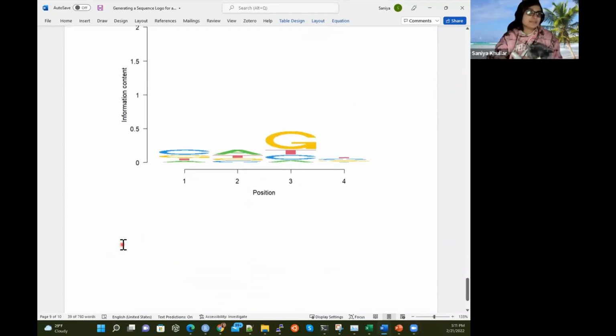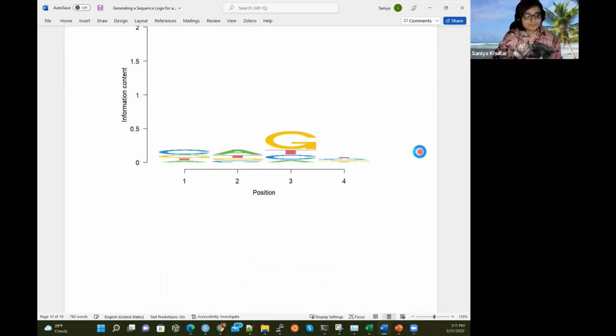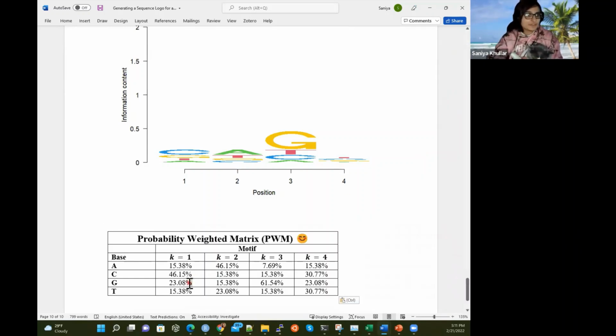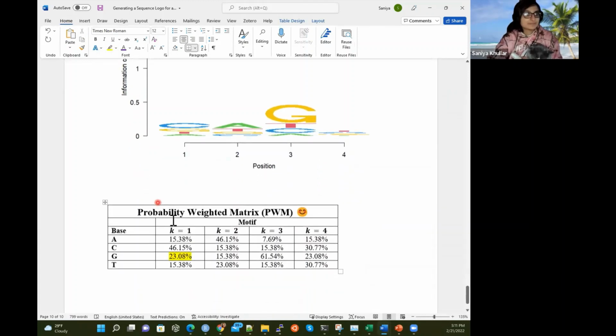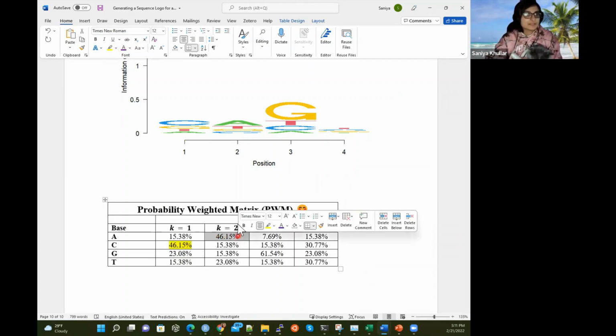majority is still the same, but what if we just tweak this a bit, where the majority is the best base pair? Let me highlight this in yellow. Oh, wait, not that one. What am I doing? This here, and then this here, for instance.